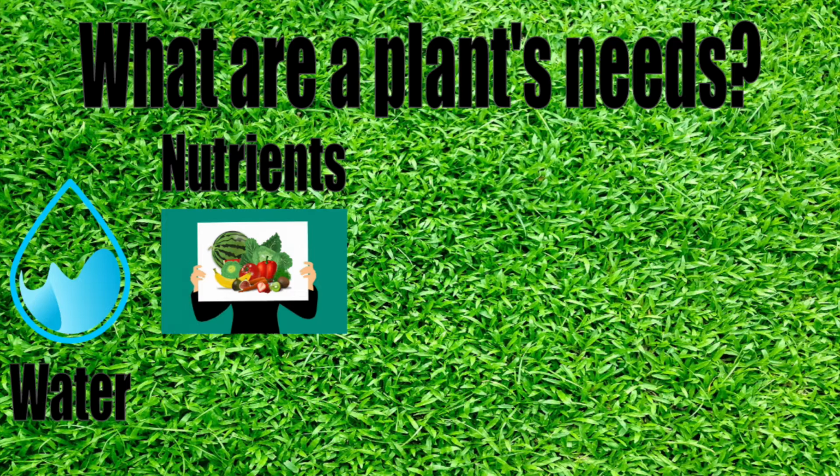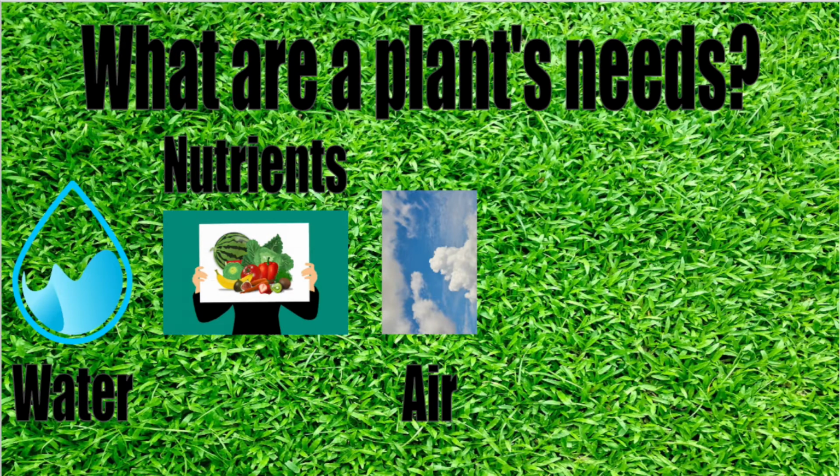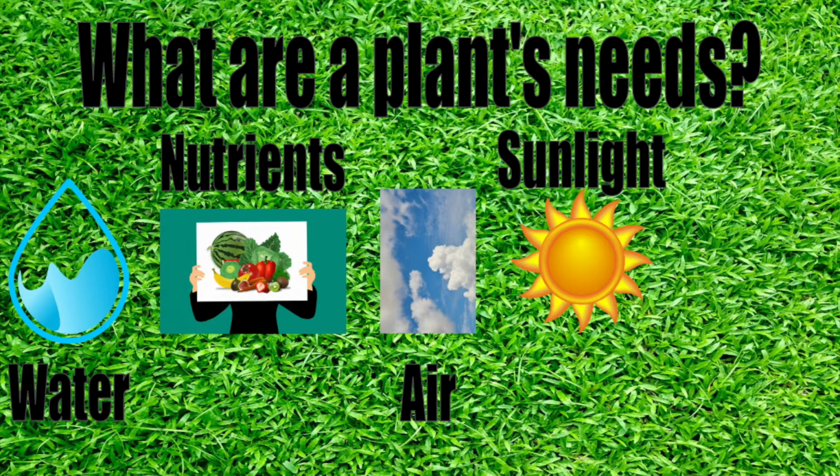They also need nutrients. Now, this is where plants are a little bit different from people or animals. They don't get their nutrients from eating food like we do. They get their nutrients by creating it themselves. Plants also need plenty of oxygen. They need sunlight.